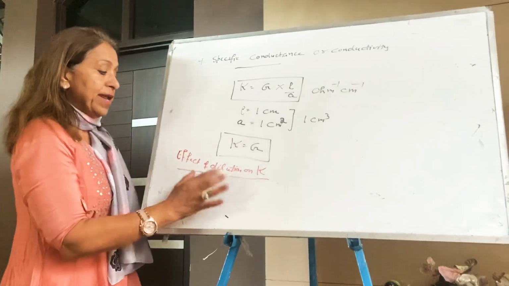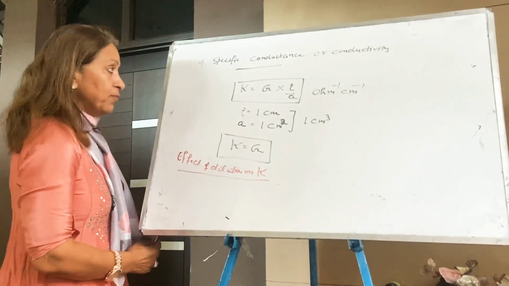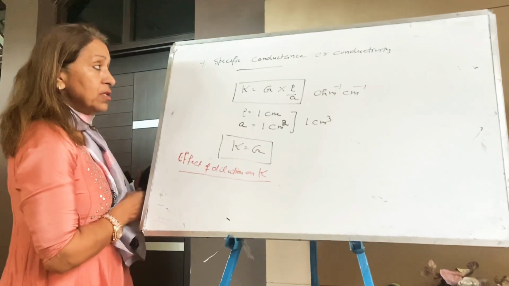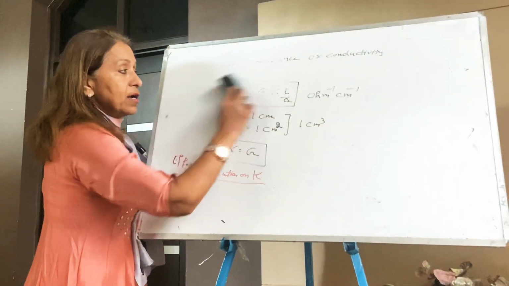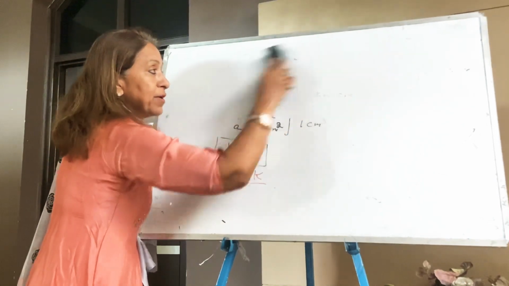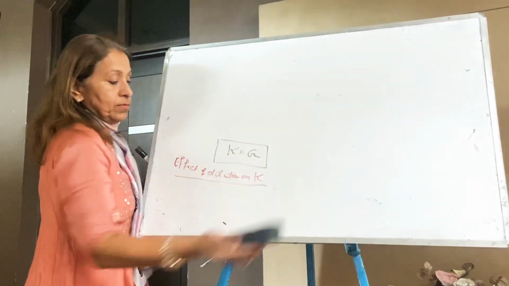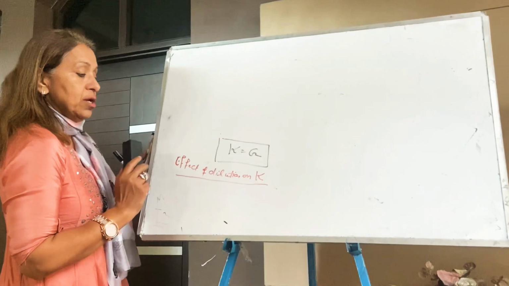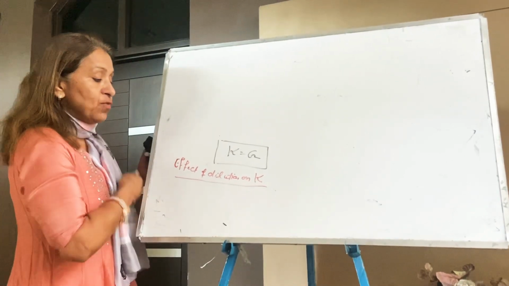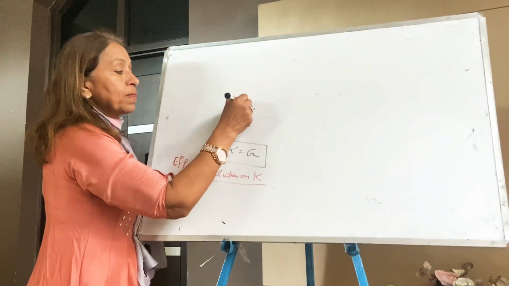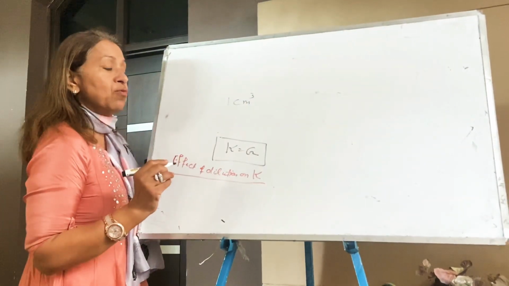So I am going to explain the effect of dilution. But remember, this is the third, fourth time I am repeating: conductivity is the conductance of 1 centimeter cube solution. Now let us start with the dilution. Let your volume be 1 centimeter cube.